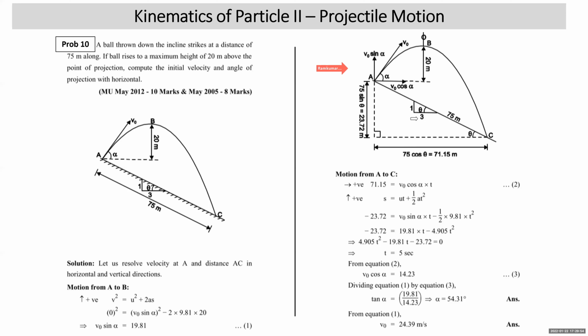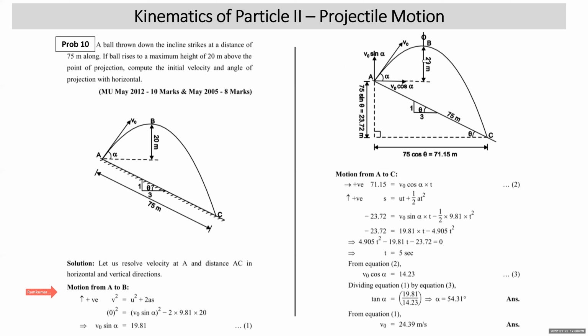How will you find the value of angle theta? Tan theta is going to be 1 by 3. That gets you the value of theta. Once you get the value of theta, you can find this distance as 75 cos theta, and this distance is going to be 75 sin theta. All right. So 75 cos theta comes out to be 71.15. 75 sin theta comes out to be 23.7. Now we write the motion from A to B. B is the point of maximum elevation, so the vertical component of velocity is 0. Maximum elevation is 20 meters above A.